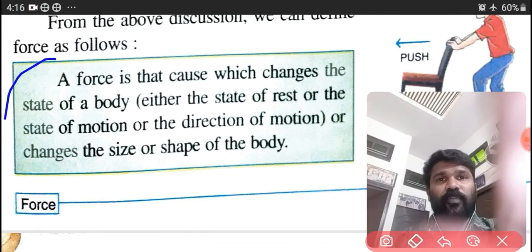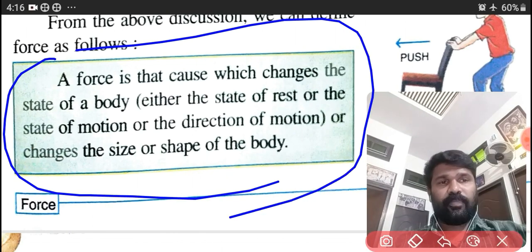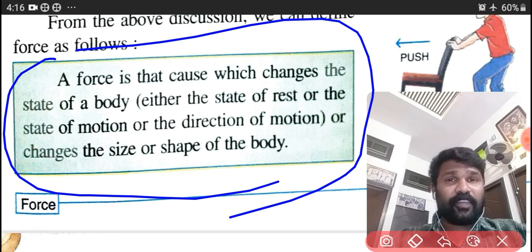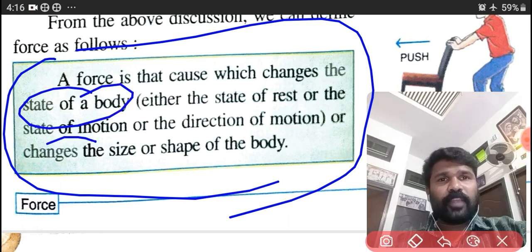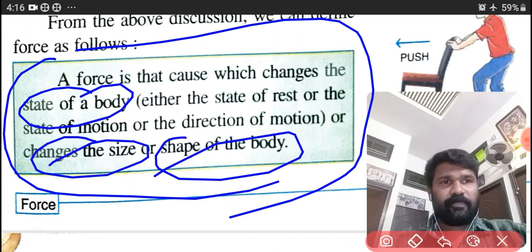Here is the definition of force. We have discussed many things here yesterday and today also, so we can conclude the definition of force. A force is that cause which changes the state of a body, either the state of rest or the state of motion or the direction of motion, or changes the size or shape of the body. Clear? That is called a force.